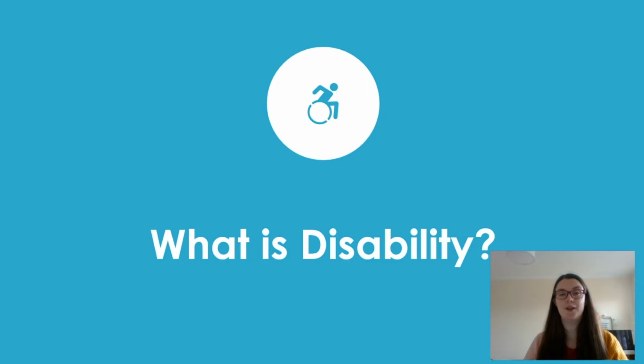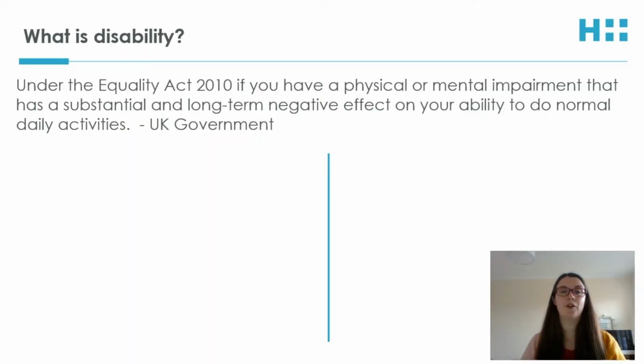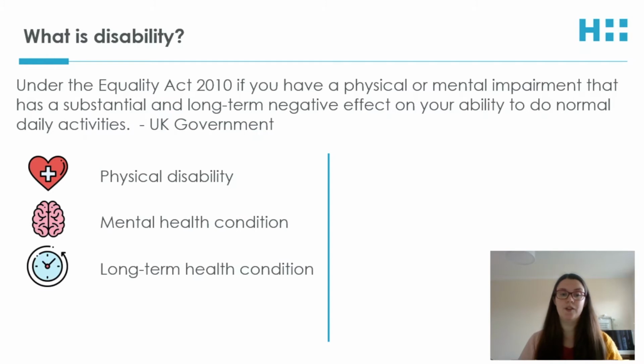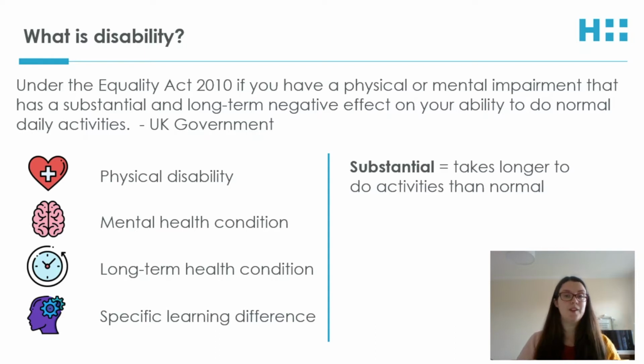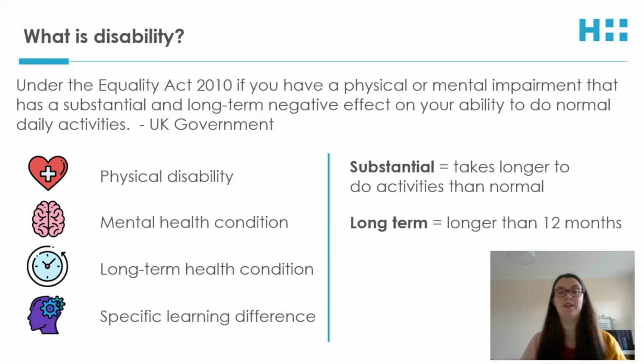So what is meant by the term disability? According to the UK government, you're classed as disabled under the Equality Act 2010 if you have a physical or mental impairment that has a substantial and long-term negative effect on your ability to do daily activities. That's kind of a mouthful, so let's break that down. It covers people with physical disabilities, mental health conditions, long-term health conditions, and specific learning differences. Substantial means it takes longer to do activities than normal. And long term means it has to have lasted for longer than 12 months.